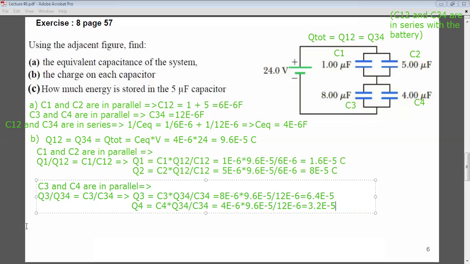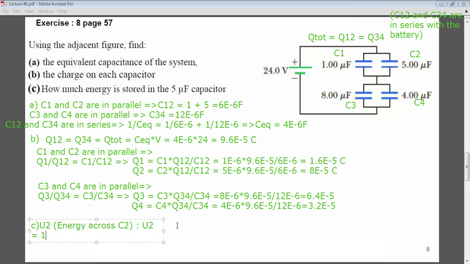Okay, part C. How much energy is stored in the 5 microfarad capacitor? So I want Q2, which is energy across the capacitor. Okay, so what's the formula? U2 is equal to half Q2 V2, or 0.5 Q2 times V2. I have Q2, I have just calculated it, but I don't have V2. So let me use another formula.